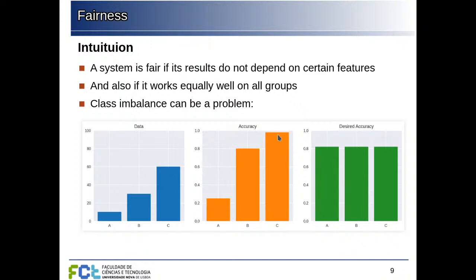Even if the top accuracy would not be as good, or if we would sacrifice some average accuracy of our model, it would be preferable to have a model that has a similar performance on all of these groups and does not discriminate against any of the groups. So this is another important intuition for fairness.